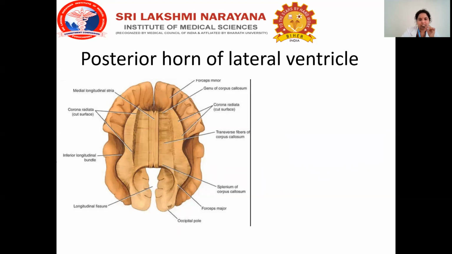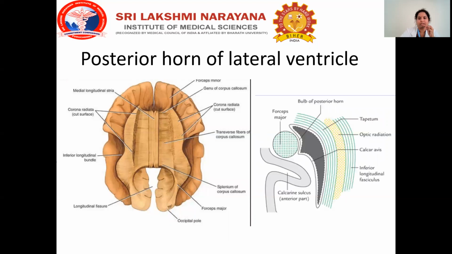So when a coronal section is taken through the posterior horn of the lateral ventricle, this is how it looks like. This is the cavity of the posterior horn of the lateral ventricle. The roof and the lateral wall are continuous. Similarly, the medial wall and floor are continuous. The roof is formed by tapetum fibers. Still above, optic radiation fibers and inferior longitudinal fascicles form the roof.